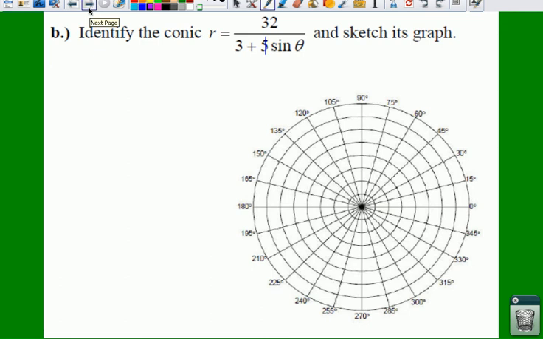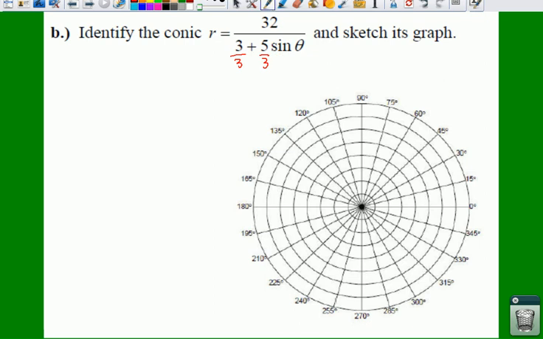Now for 2b, we're going to try this little problem here, and we need to identify a conic and sketch its graph. So what we get is r equals 32 over 3 plus 5 sine theta. I'm not sure why that little squiggly is there. It shouldn't be there. Let me see, can I do that? Oh, there we go. So we have to divide everything by 3, because we need a 1 out here.